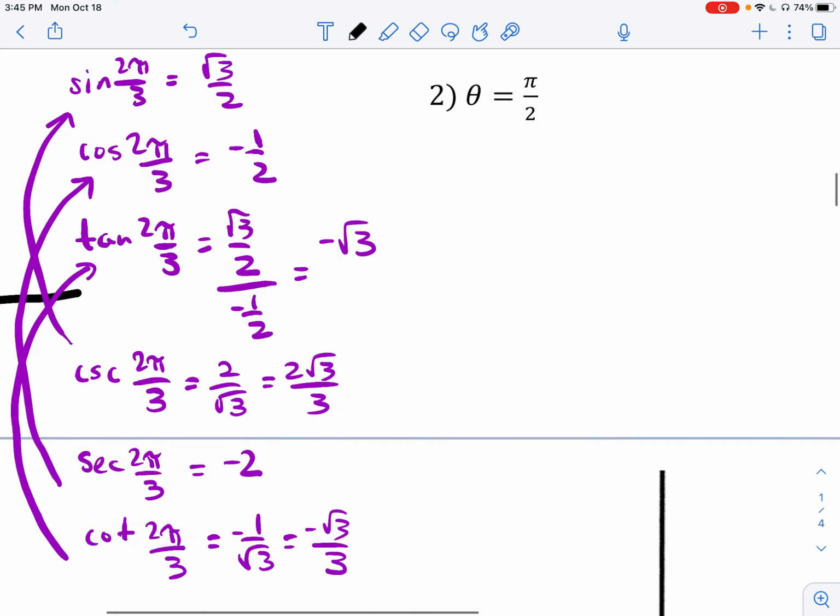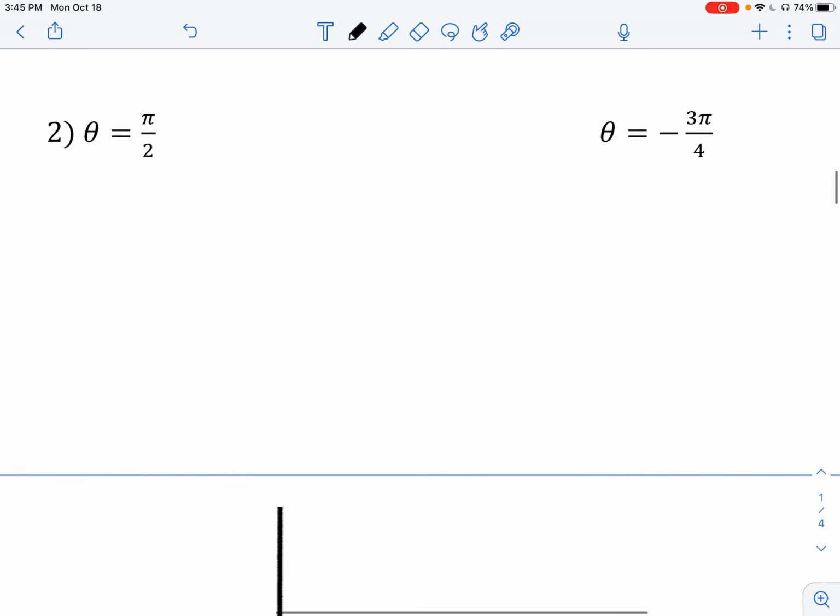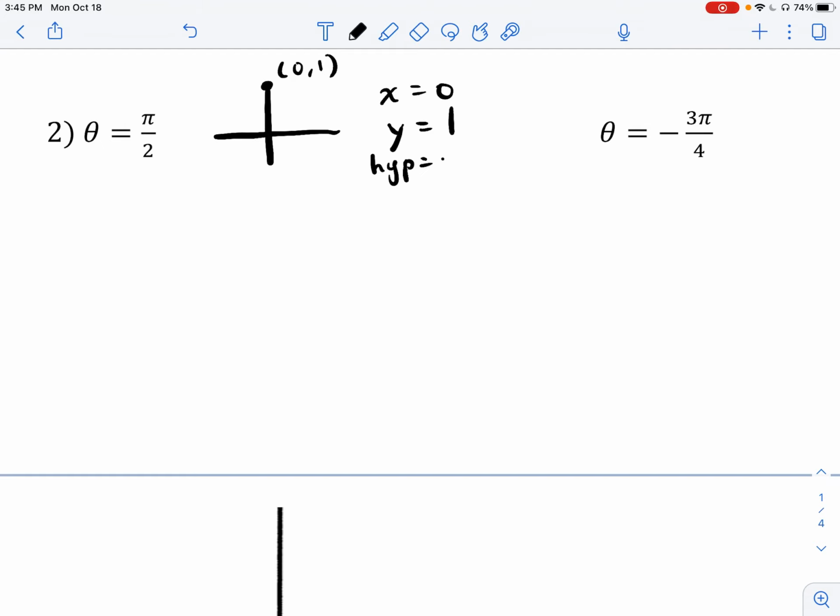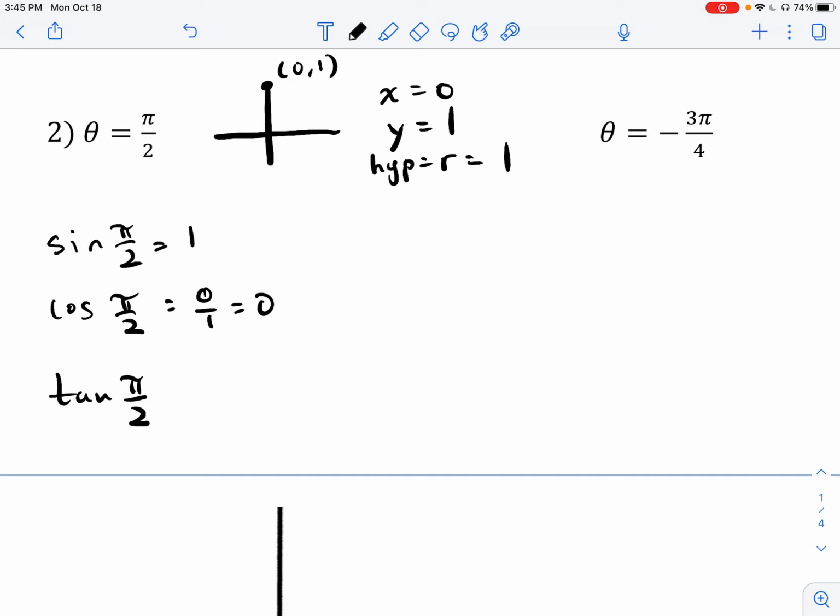Go ahead and pause the video right now and try to see if you can work through these next two on your own. Well, for this one here, pi over 2, hopefully we found that pi over 2 is up here, so this is 0, 1. My x is 0, my y is 1, and my hypotenuse, or my r value, is always 1. So sine of pi over 2 would just be my y, which is 1. Cosine of pi over 2 is just going to be 0 over 1, which is 0. Tangent of pi over 2 is y over x. So my y, 1 over 0, this is undefined.